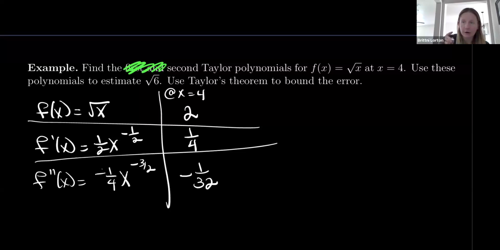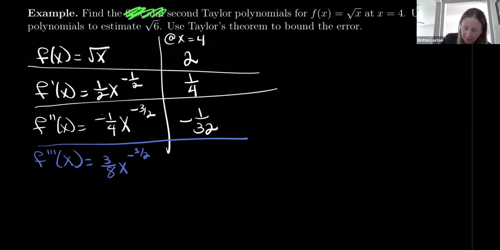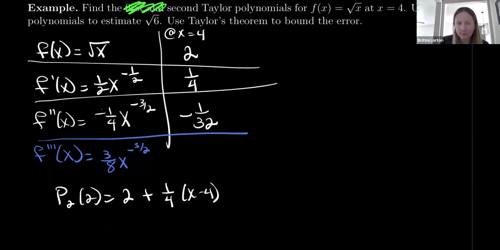Now I'm going to add more to this chart before we're done. Taylor's theorem does require the first neglected term to identify the error. So even though I'm only going to go up to the second derivative, I should use the third as well. So I'll do one more derivative, and that gives me a positive 3/8 x to the negative 5/2. It's just worthwhile to have that in front of us. Okay, but either way, let's do the second order Taylor polynomial. My second order Taylor polynomial is f of a plus f prime of a times x minus a plus f double prime of a over 2 factorial times x minus a squared.